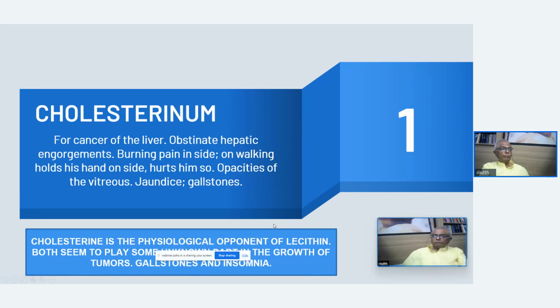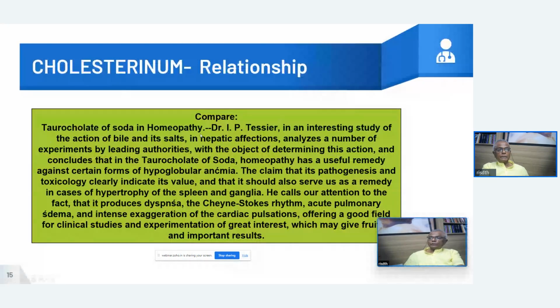Cholesterinum, the relationship with the cholate of soda in homeopathy, it can be compared with that. Epithelial is an interesting study of the action of bile and salt in hepatic affection, analyzing a number of experiments by leading authorities with the object of determining this action, and concludes that the cholate of soda in homeopathy has a useful remedy against forms of the isoglobular anemia.